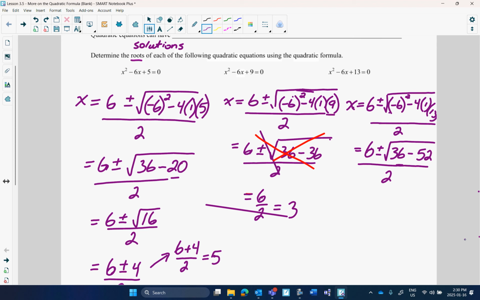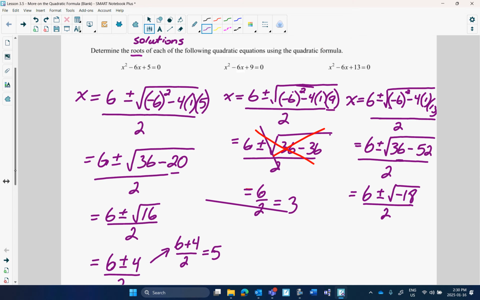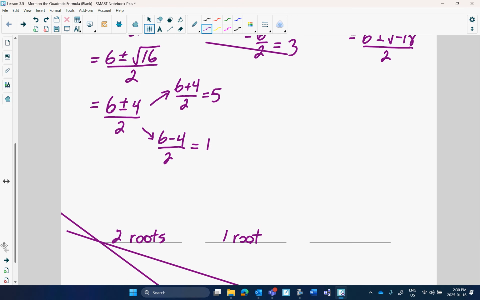Which is going to give me a negative under the square root. Which means I can automatically stop the question because it's impossible to continue. Therefore, it's impossible to get any answers, any roots, which means there are no roots. There's no solution, zero roots.